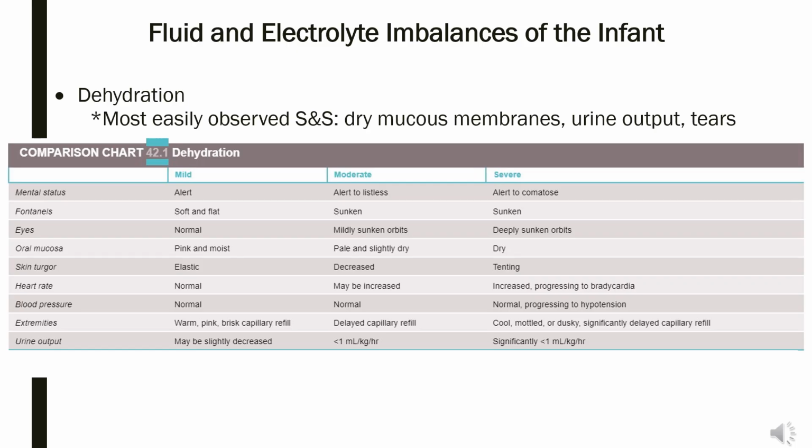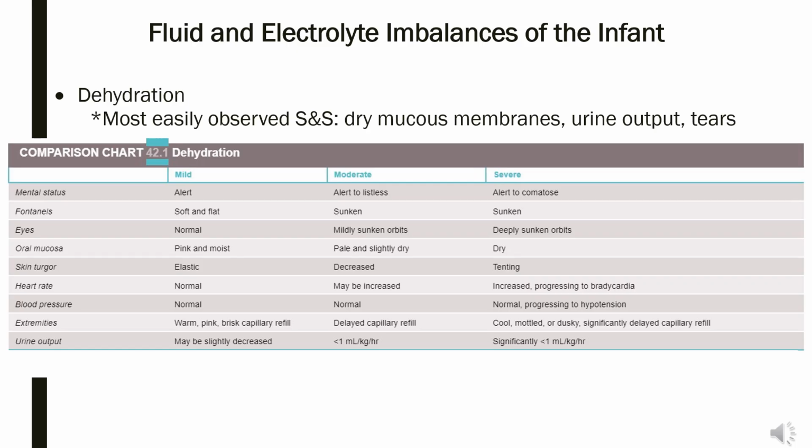So cardiovascular changes also occur. Heart rate may increase in moderate dehydration as the body tries to compensate, but in severe dehydration, this can progress to bradycardia, which is very late and also a dangerous sign. Blood pressure may remain normal for a while, but eventually drops in severe dehydration, leading to hypotension.